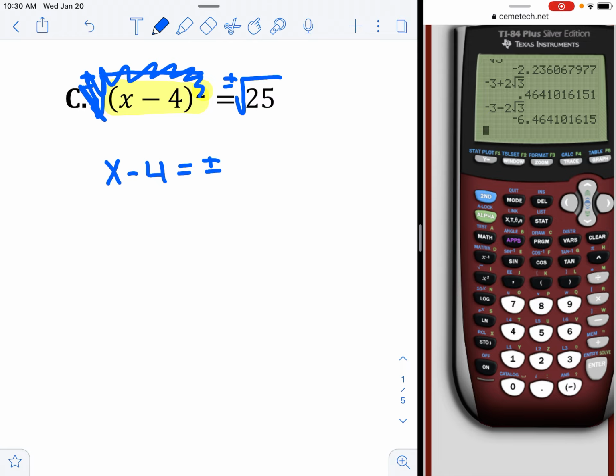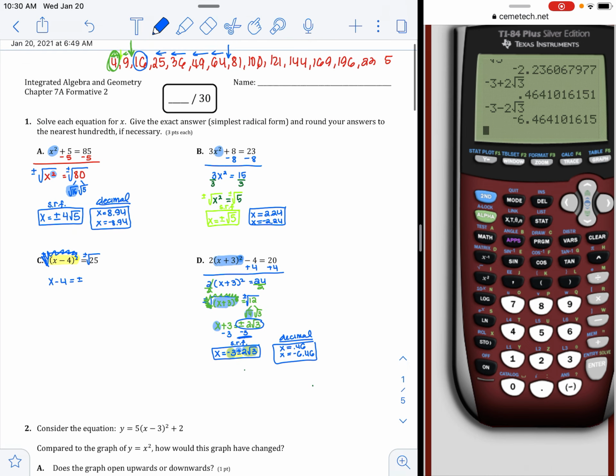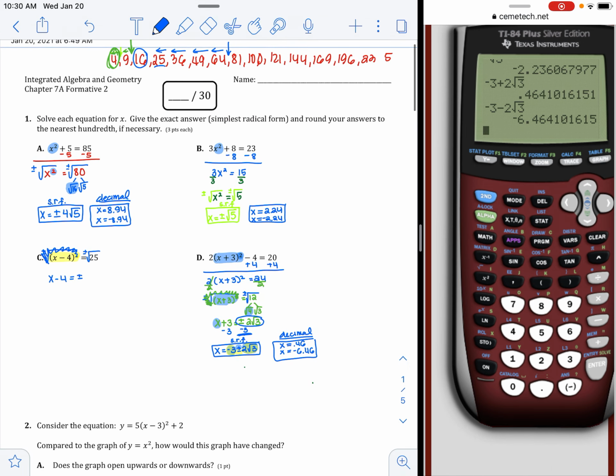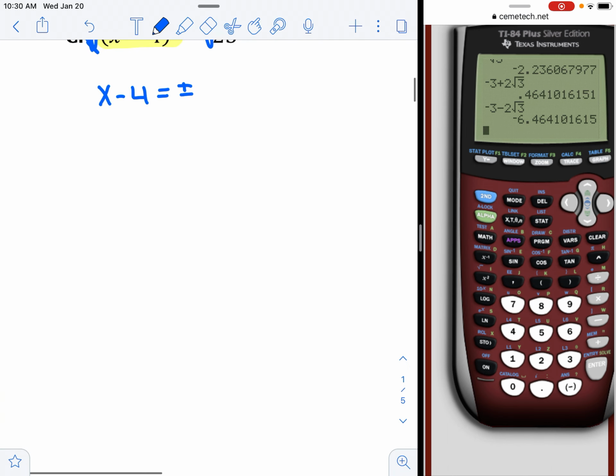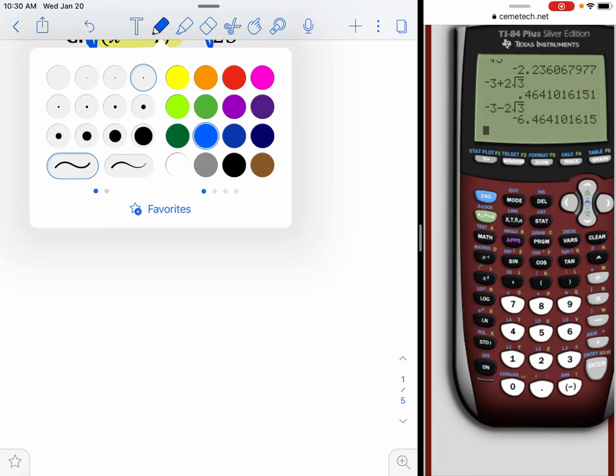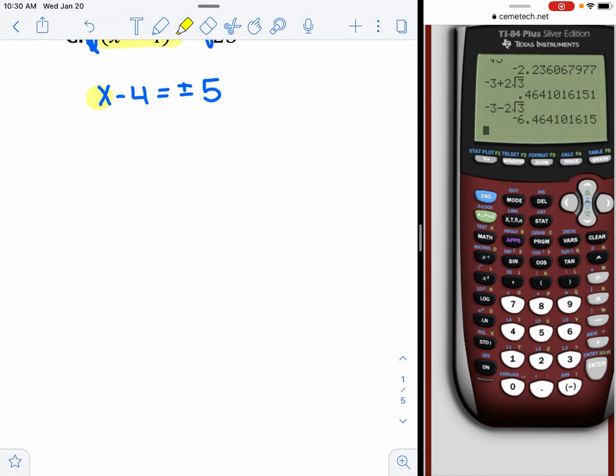Do I know that? Yes. If you notice, it's on your list, right? That means you know the square root of 25. Square root of 25 is 5. So just like the last one we did, I have to get x by itself still, so I'm going to add 4 to both sides. So now I have x equals, remember we write down this first, which is 4, then this second, plus or minus 5.